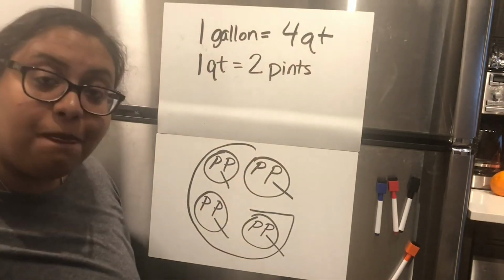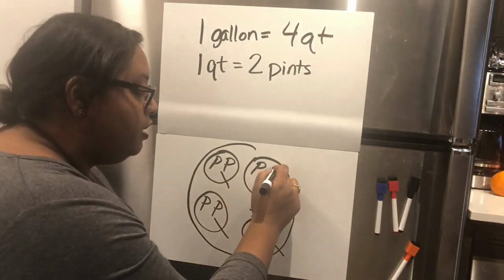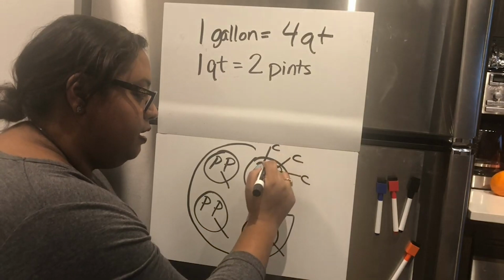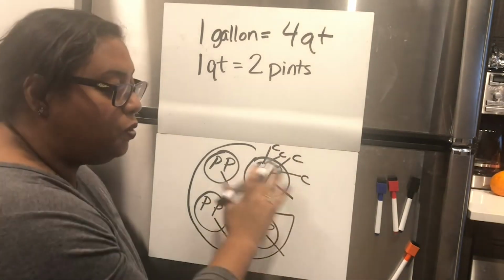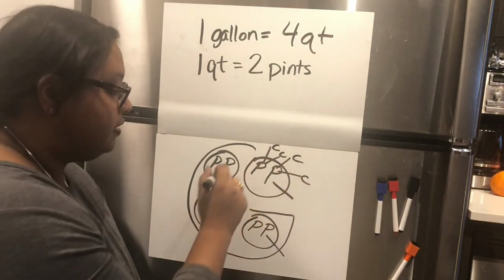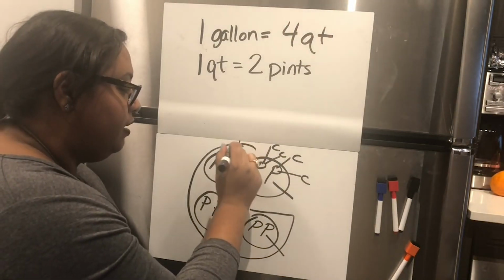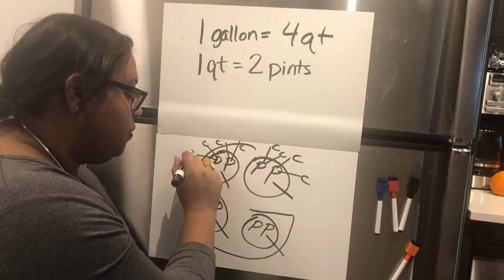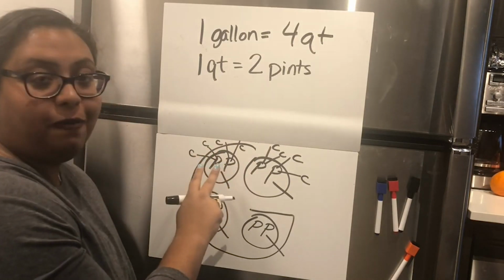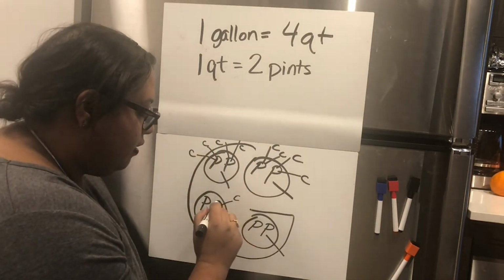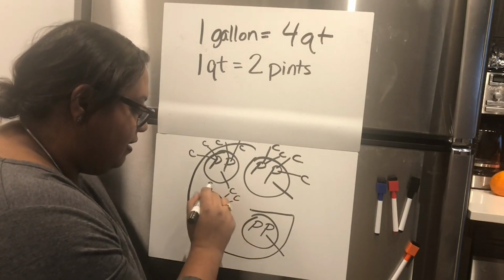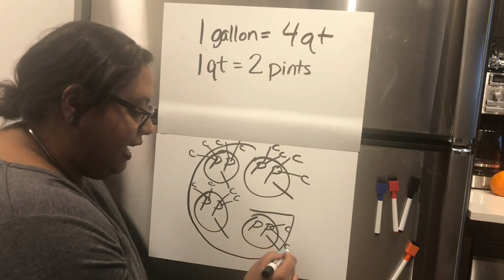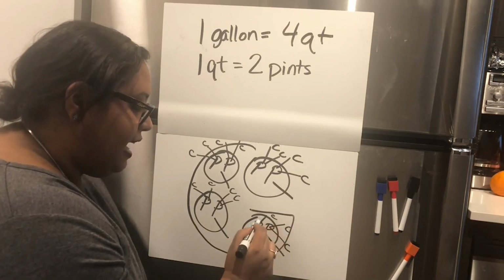And then each pint holds 2 cups. So if you're thinking about 1 whole quart, it holds 4 cups, because each pint holds 2 cups and there are 2 pints in a quart. And I know that sounds confusing, but when you draw it, you will see that each pint has 2 cups.